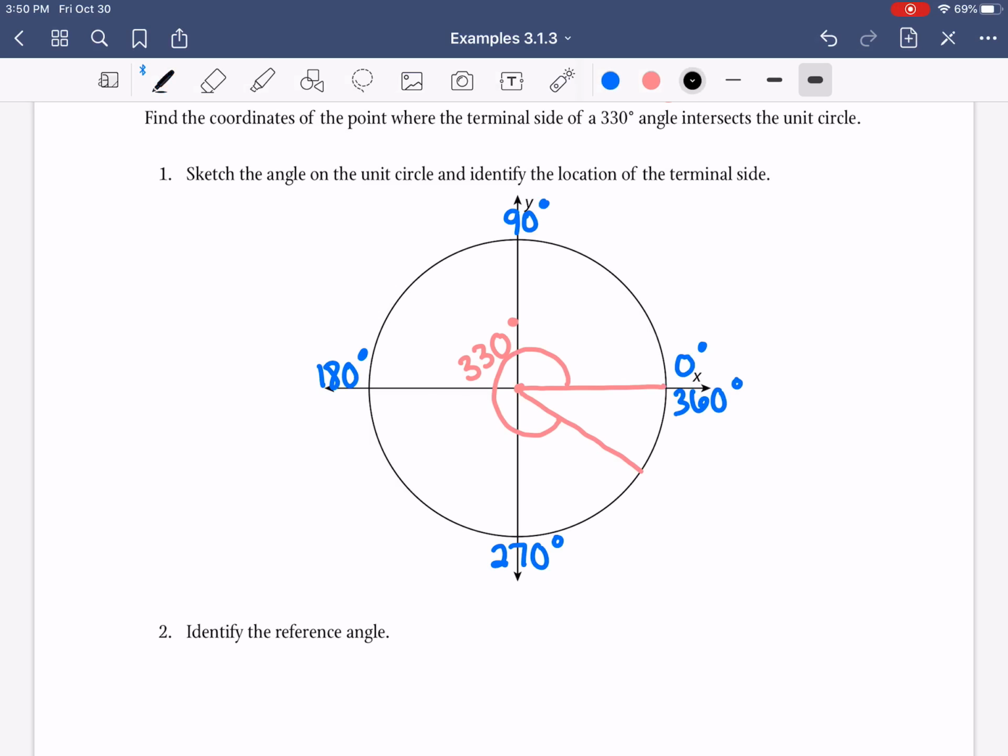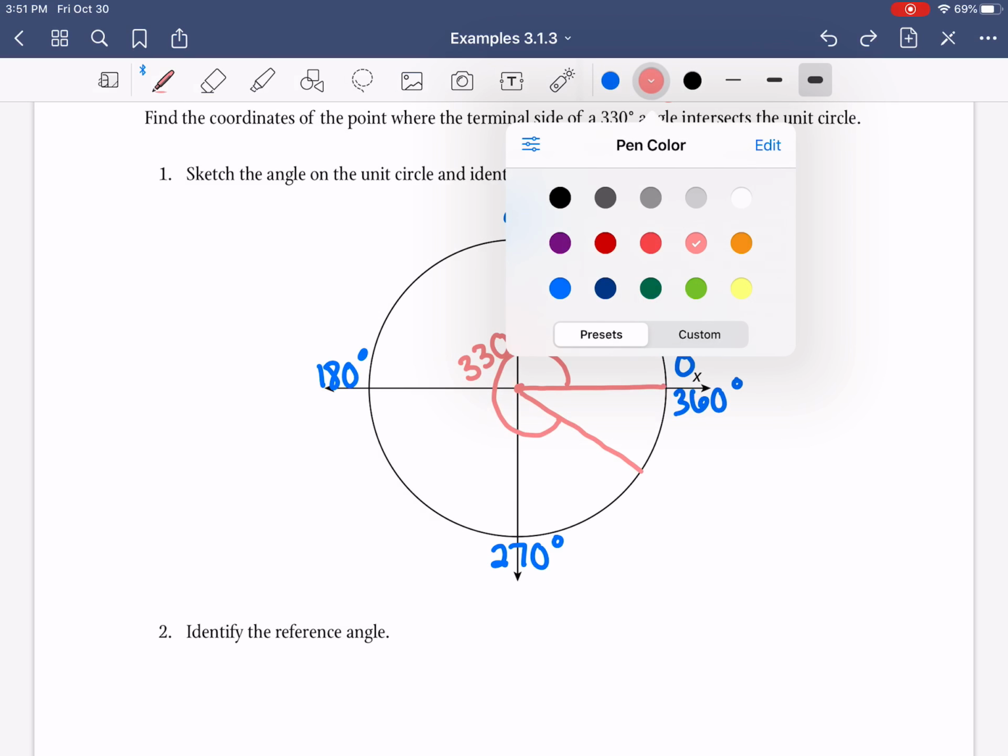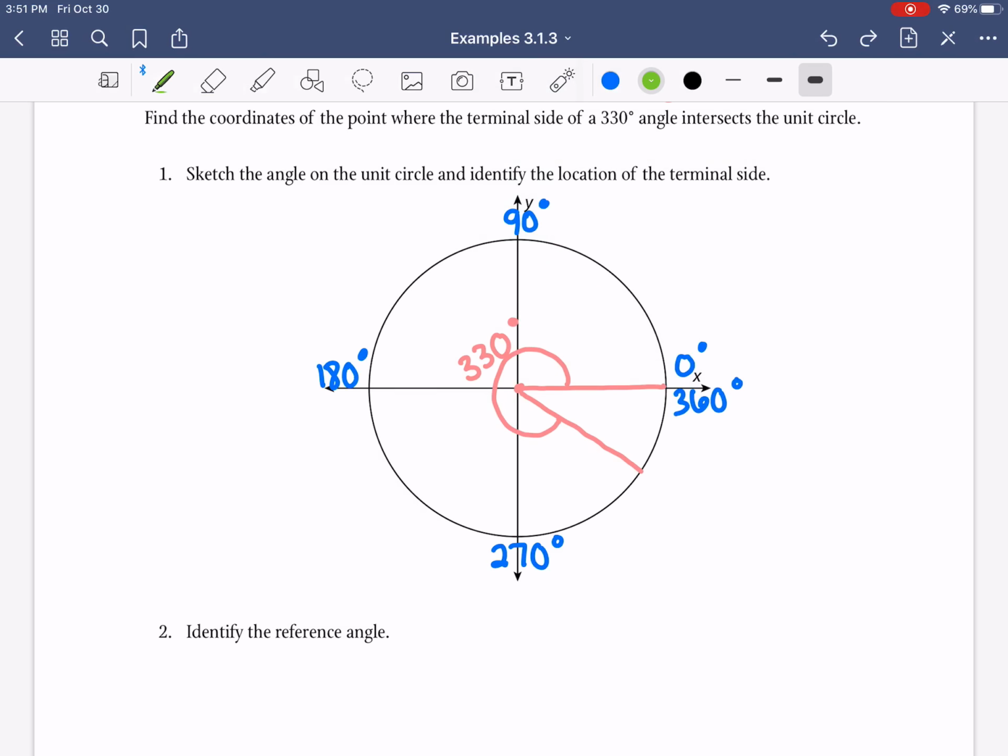So what it wants us to do is find the coordinates of the point where the terminal side meets the unit circle, okay? That's the goal: to find coordinates. We want x, y, a coordinate pair. What we're going to do is create a reference triangle, one of those two triangles that we just saw. We want to find this coordinate right here, x comma y. So what we need to do now is identify the reference angle, okay? To do that, we're going to form a little right triangle with the x-axis. You always draw your right triangle to the x-axis.